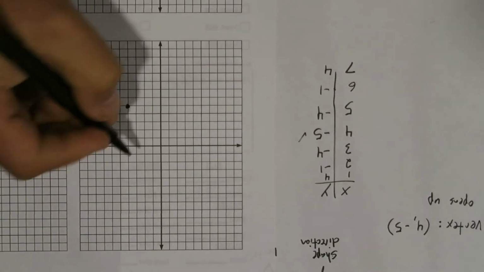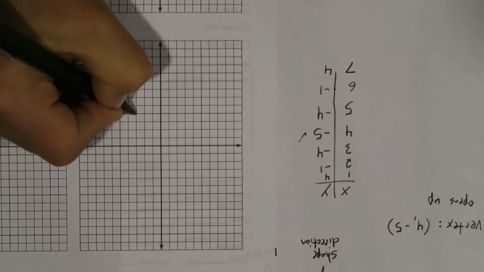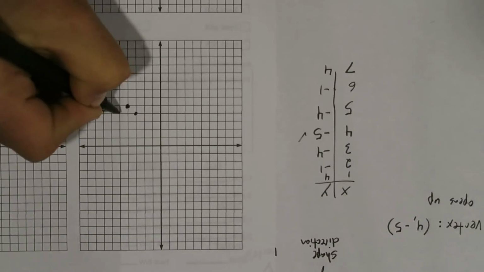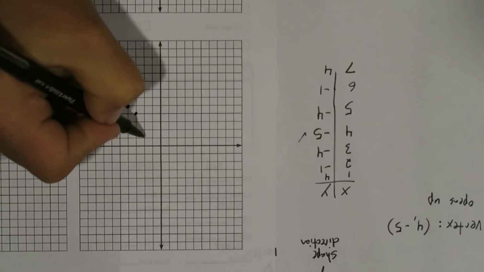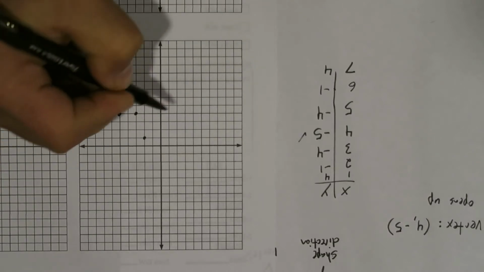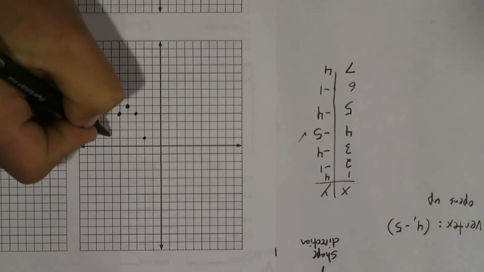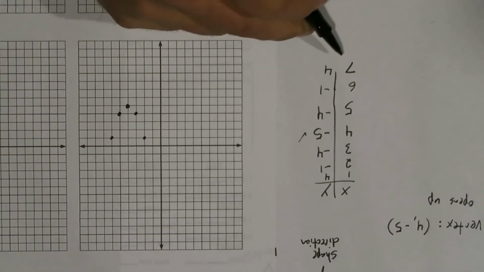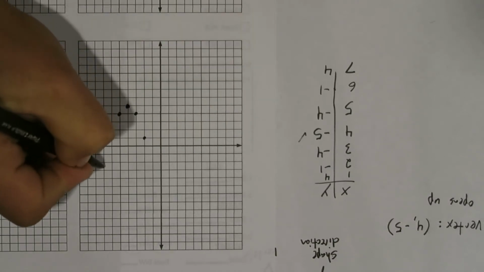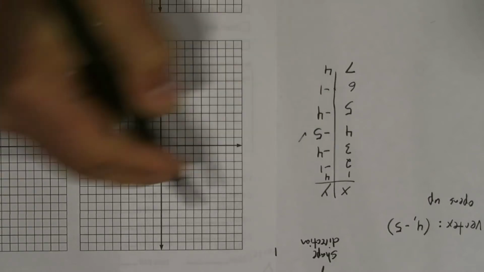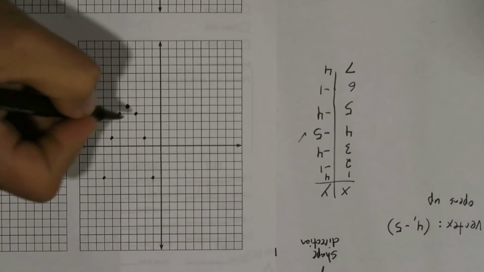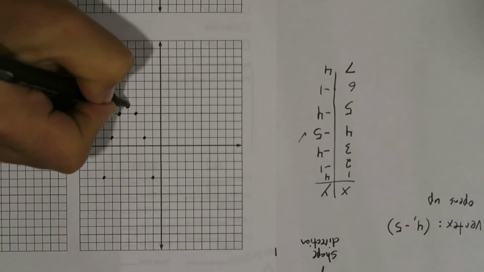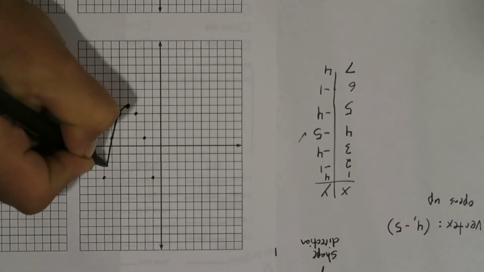So we have 3, negative 4. So 1, 2, 3, negative 4. Then we have 5, negative 4. Then we have 2, negative 1. And we have 6, negative 1. Then we have 7, 4, and 1, 4. All right, so here's what our parabola looks like so far.